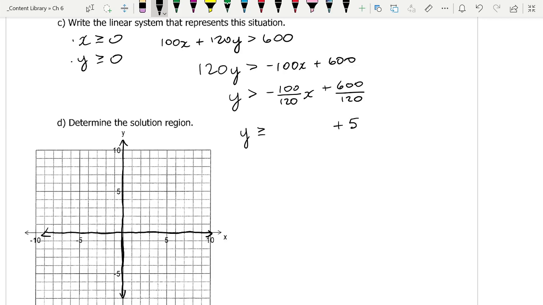And how about this simplifies? Knock off the zeros. It's 10 over 12. Divide top and bottom by 2. It's 5 over 6. If you have just a regular scientific calculator that has a fraction button, feel free to use your fraction button to simplify fractions if you're having a hard time with the mental math of it. But there you go. Negative 5/6x plus 5. So let's graph that. Plus 5. Rise over run is down 5 and over 6.